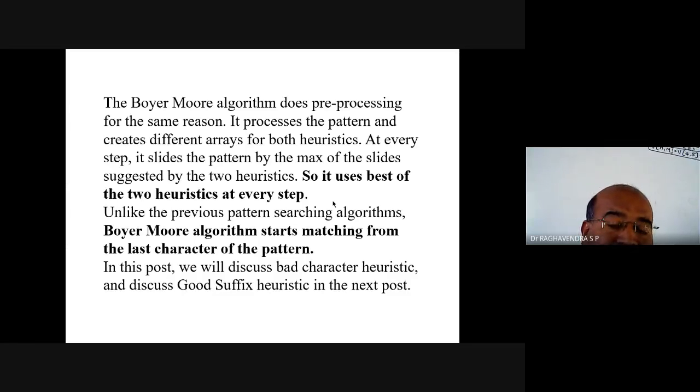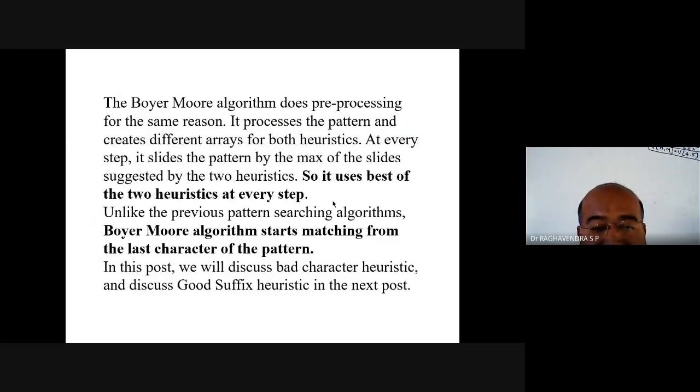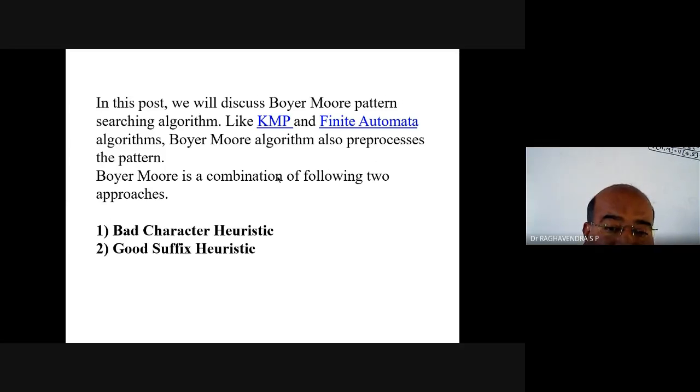So what it is going to do, as per the logic given by either the bad character or the good suffix, the entire pattern will be shifted. So it uses the best of the two mechanisms. Suppose the bad character contains a smaller number of shifts, it will go for the bad character heuristic. On the other hand, if the good suffix heuristic contains a smaller number of shifts, then it will go for the good suffix technique, because in string matching operations, the comparison is considered the basic operation.